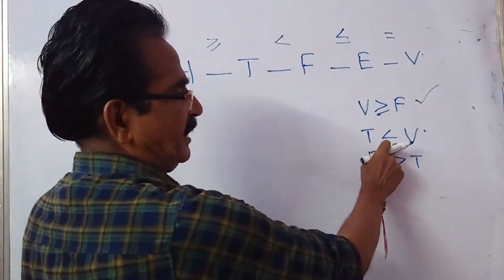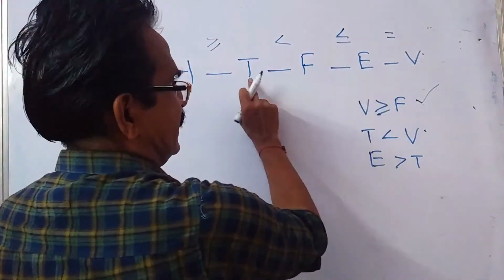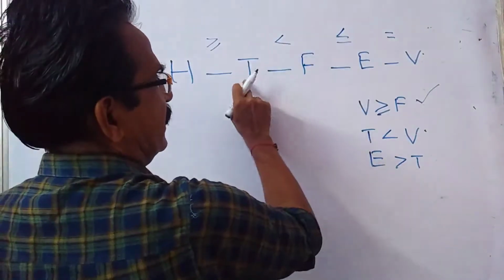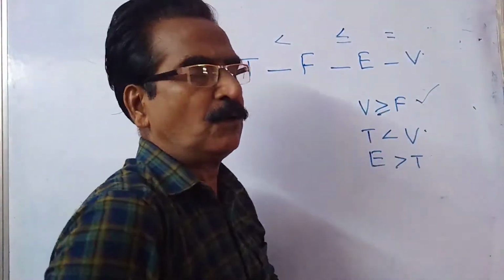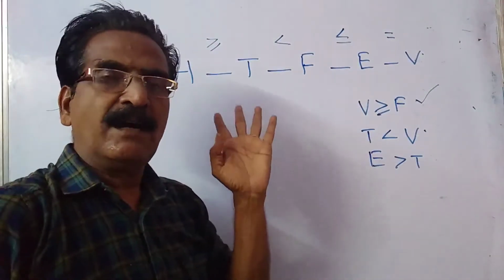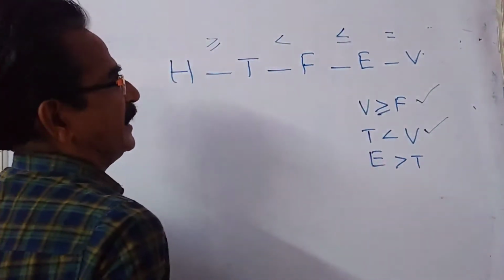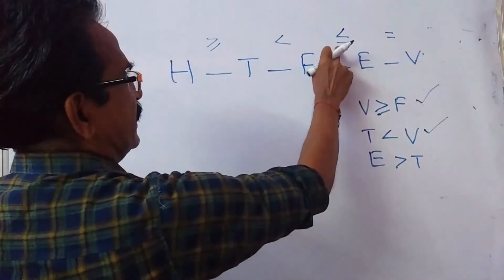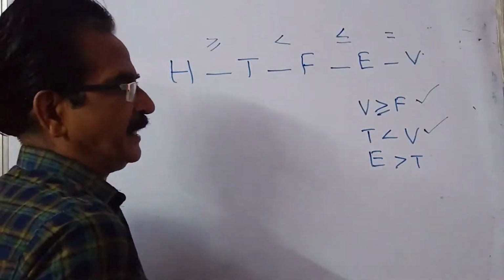Now let us see the second one. T less than V. Yes. T less than E. Right, friends? T less than E, E is equal to V. So T less than V is also true. Fine. Now let us see the third one. E greater than T. Right. Greater than or equal to, greater than. So E greater than T.